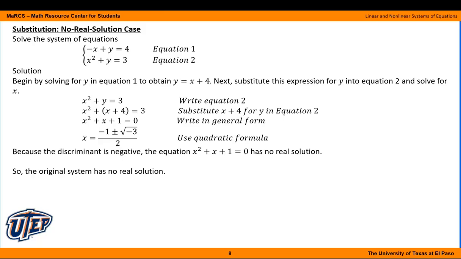Not every system has a solution. Consider the system shown here. First, solve the linear equation for y. y is equal to x plus 4. Substituting into the quadratic equation produces x squared plus x plus 1 is equal to 0. Using the quadratic formula yields a negative value under the square root. This means the discriminant is negative. Since the discriminant is negative, there are no real solutions for x. Because no real value of x exists, the original system has no real solution. Graphically, this means the graphs never intersect.